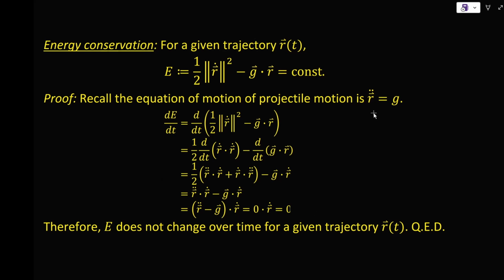And because of the equation of motion, r double dot minus g equals 0. So we have the zero vector taking a dot product with r dot, which is of course 0. So therefore, we conclude dE over dt equals 0, and as a result, E does not change over time for any given trajectory. And this finishes our proof of the energy conservation identity.